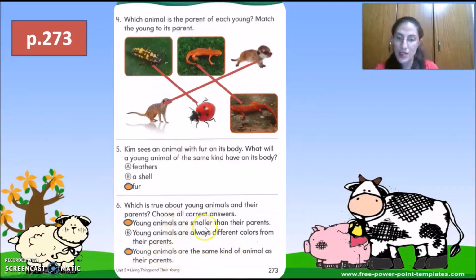The young animals are smaller in size, and as they grow up day after day, they will become bigger to look more like their parents and to have a big size like their parents. Clear? Now, I just want to point out one thing.